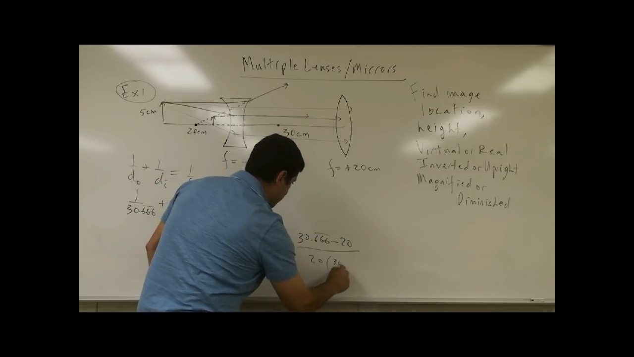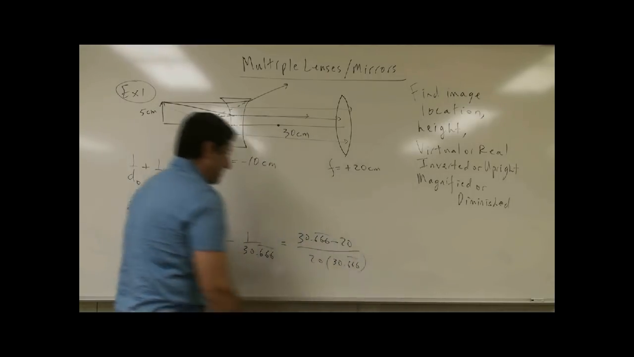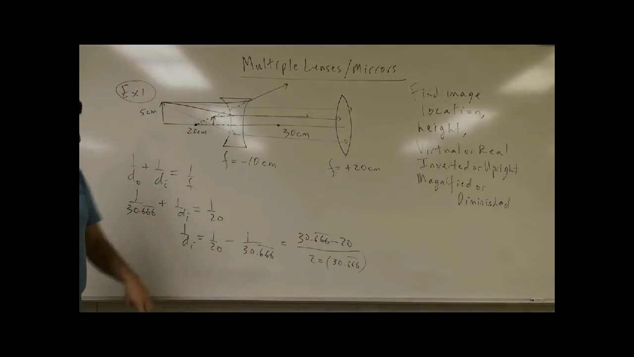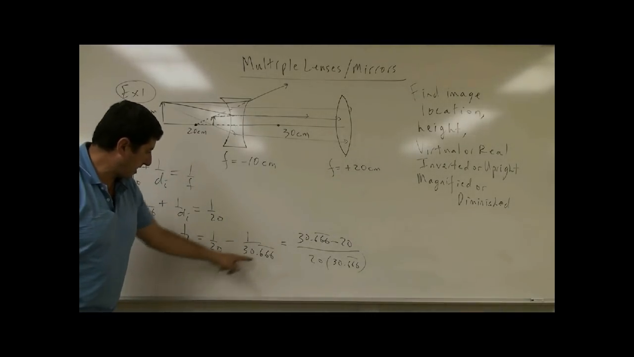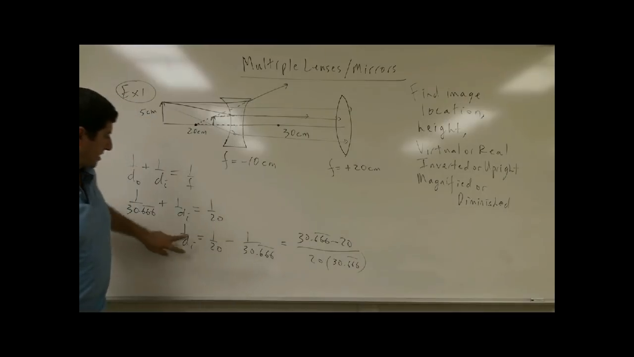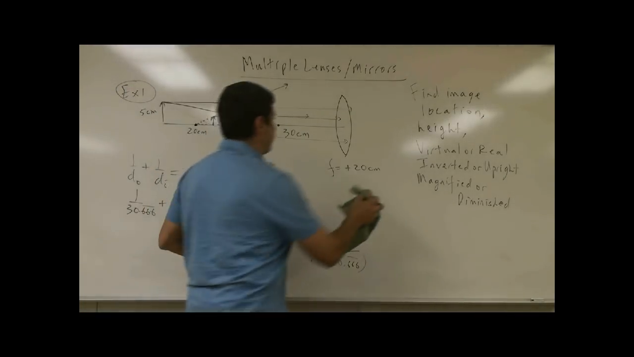And of course you can cross multiply, and then you get 30.666 repeating minus 20 over 20 times 30.666. And then invert both sides. So you're usually doing that: you're cross multiplying here, and then you're inverting them.